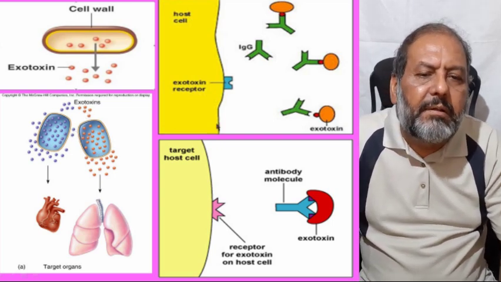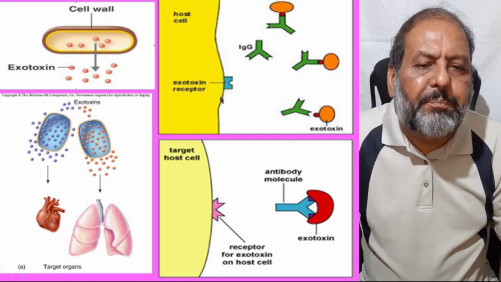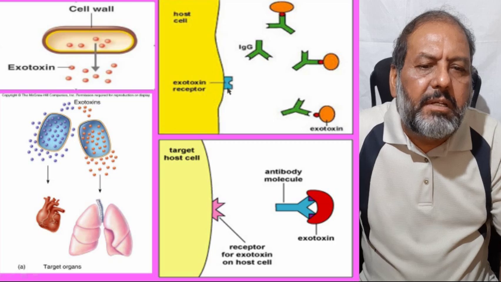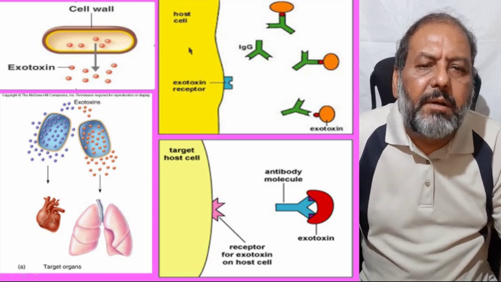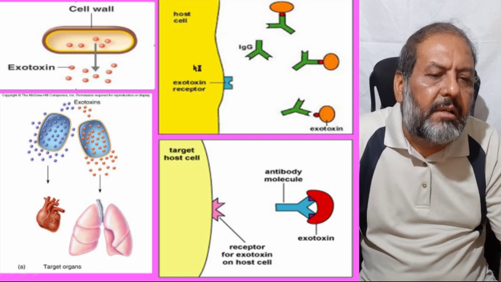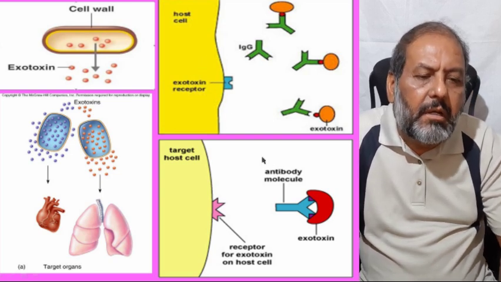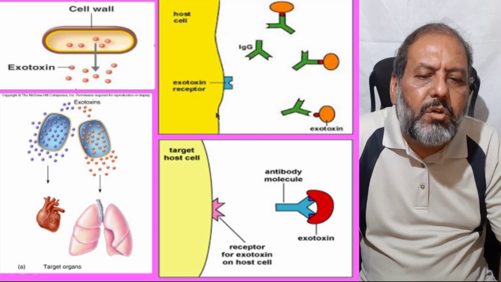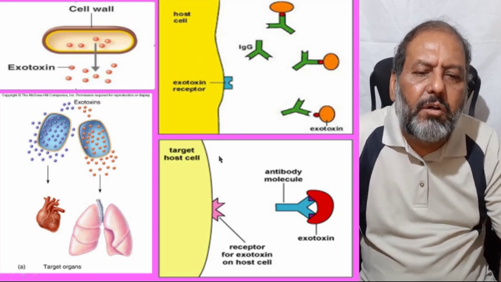Similarly, if the exotoxin receptor is there and that exotoxin receptor is taken up by the host cell, that is going to destroy the host cell, and if the exotoxins are taken up by the antibodies, they are not capable of destroying the host cell.